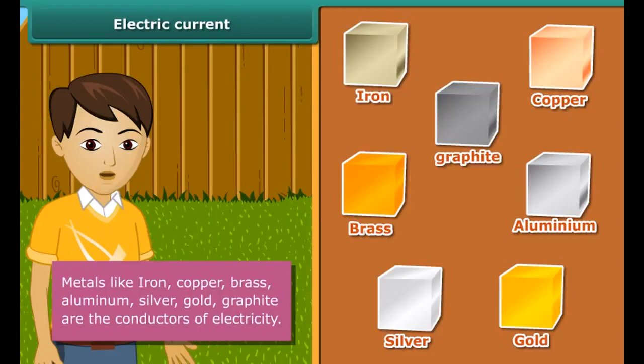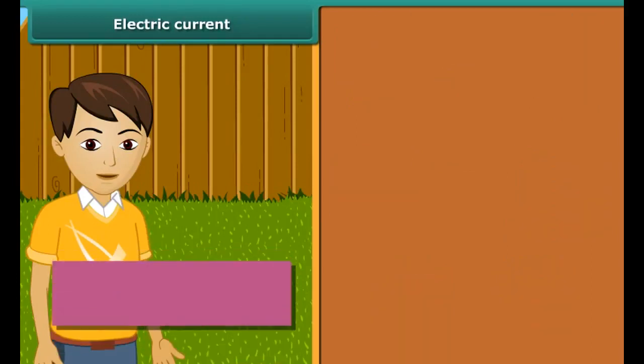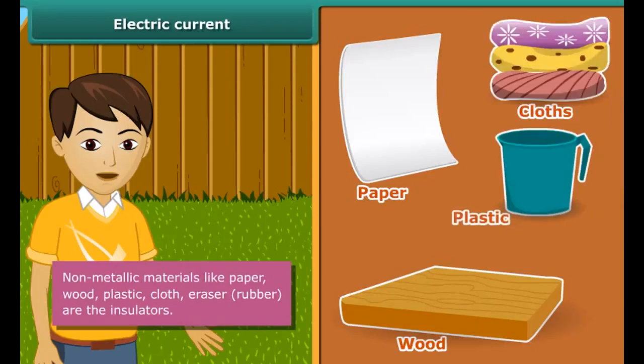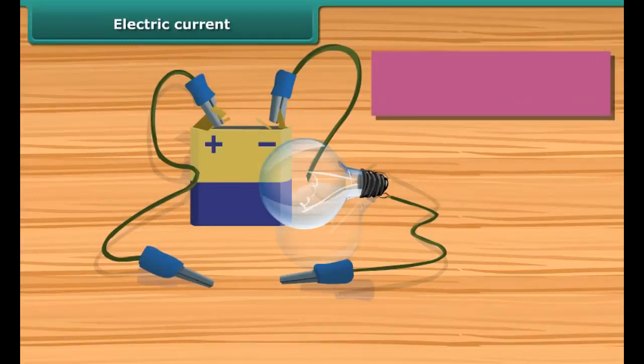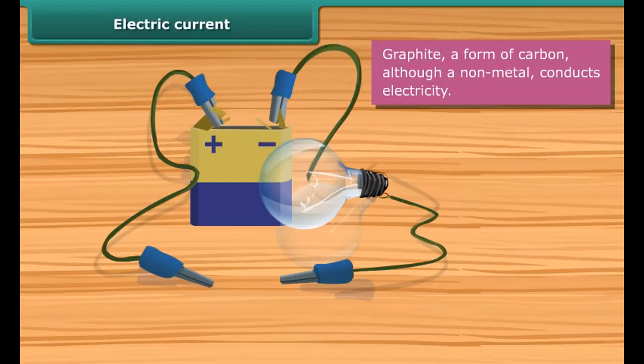Some materials allow electric current to pass through them, others do not. The materials that allow electric current to pass through them are called conductors. Iron, copper, brass, aluminium, silver, gold, graphite, etc. are conductors of electricity. The materials through which electric current doesn't flow are called insulators. Insulators are also known as non-conductors of electricity. Paper, wood, plastic, cloth, eraser, rubber are insulators.